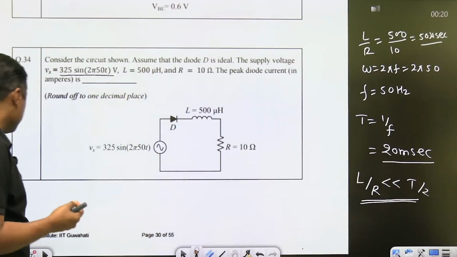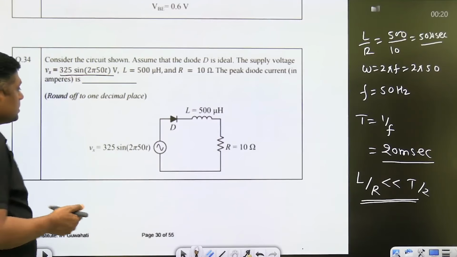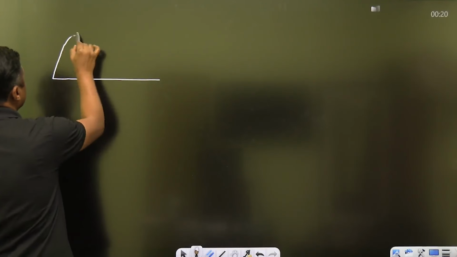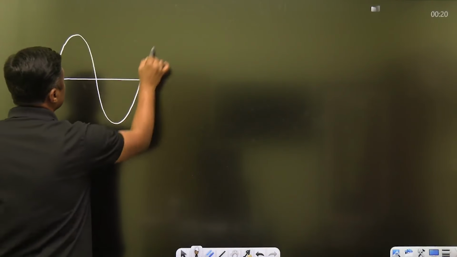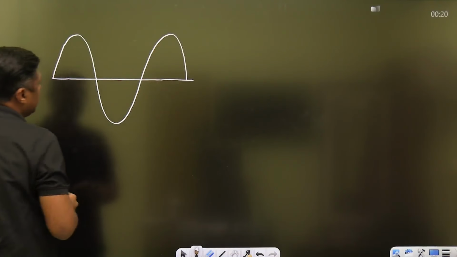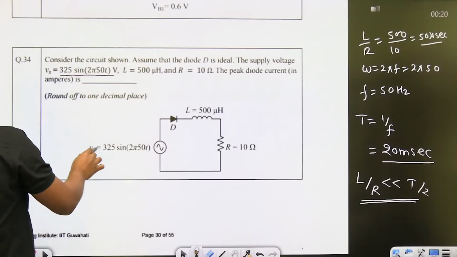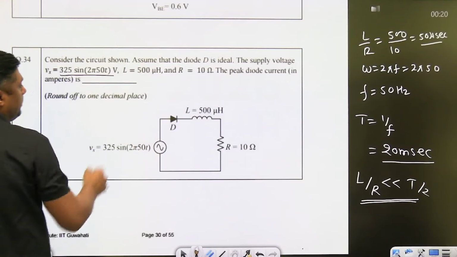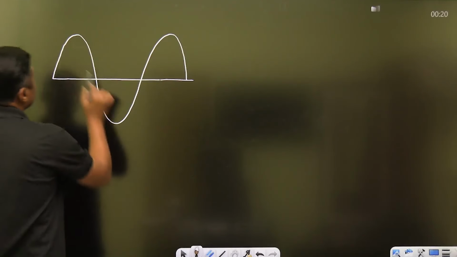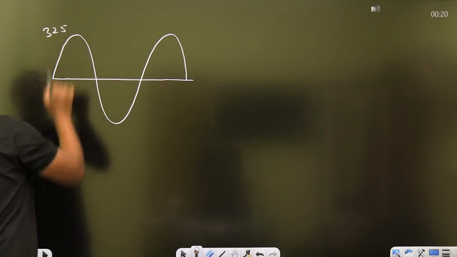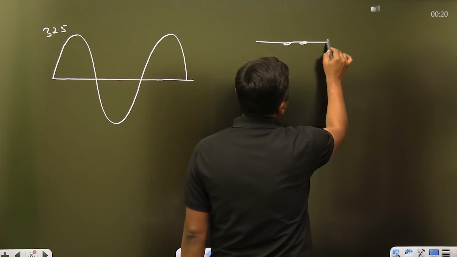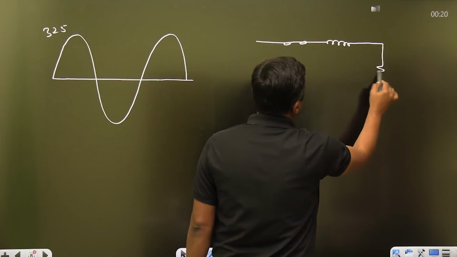So within seconds you can solve the question, because in the positive half the diode will be on. This is the positive half, 325 sine of 2 pi. So what is the peak value? 325. Diode will be on. This is the peak value. Now once the diode is on, it will act as a short circuit because it is an ideal diode. This is the inductor and this is the resistor.